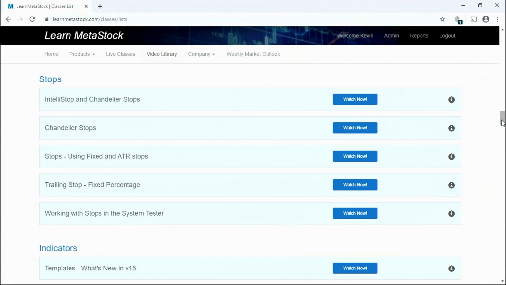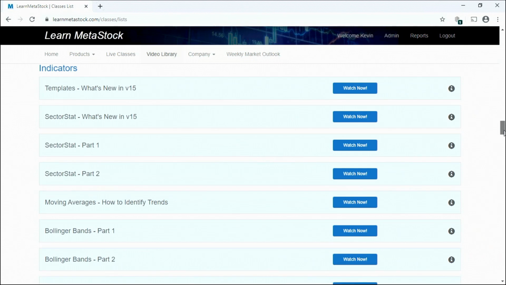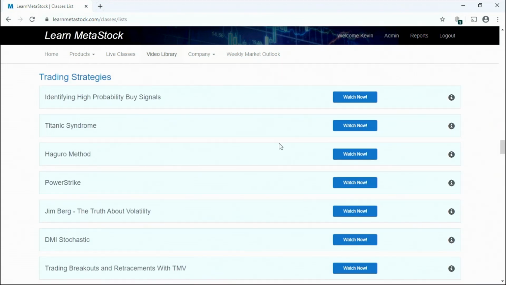But one of the things that I barely touched on in today's class is talking about stops. Using different types of stops with your trading is very, very important. As you can see here, I've got a number of different training videos on how to use different types of stops that you have available, and also some that I've created on my own. Underneath that, I've got a whole section just on indicators. And then this class that we just did today is this one right here, identifying high probability buy signals.